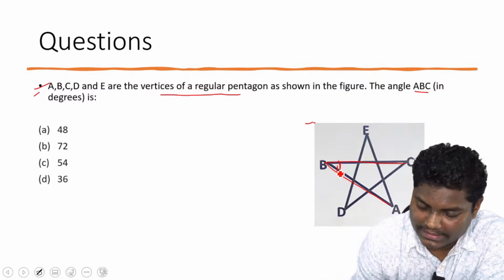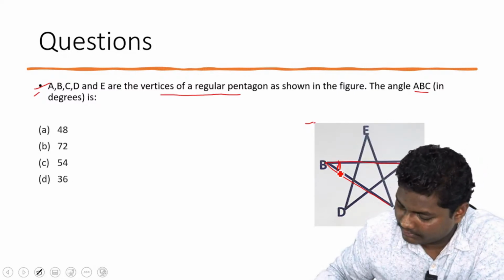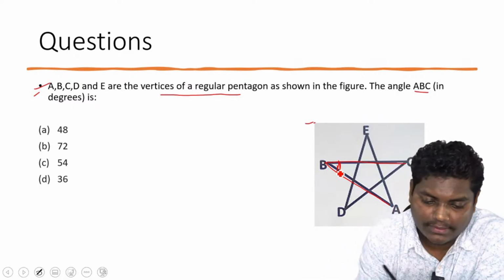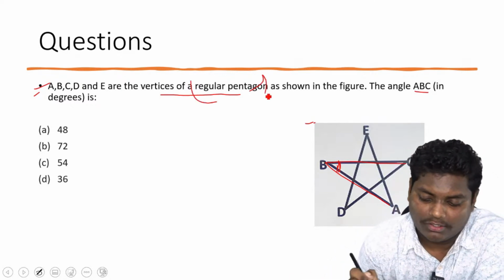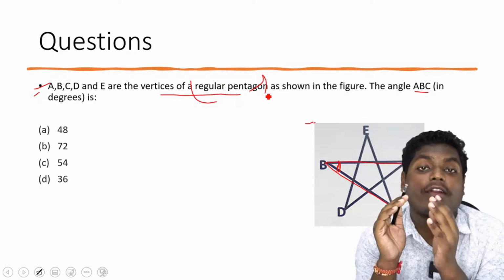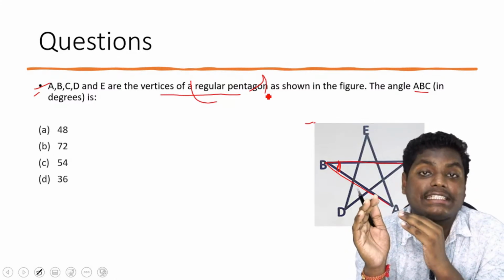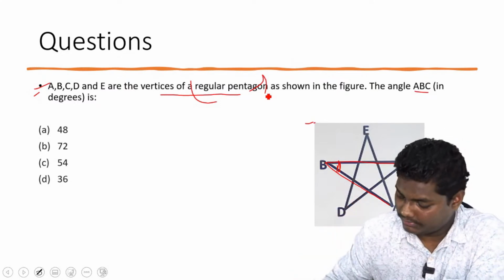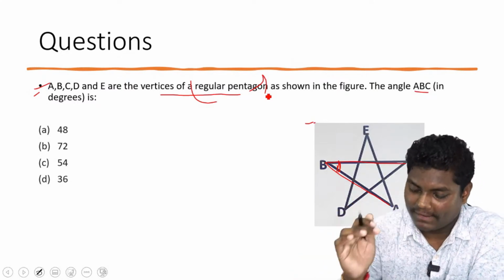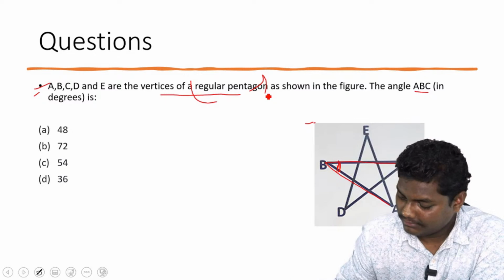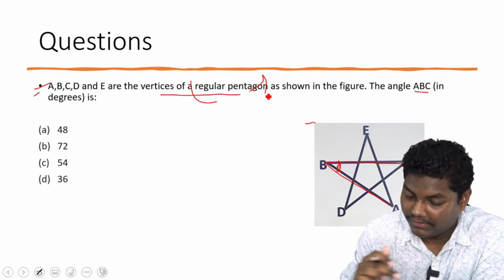So we need to find this angle ABC. Remember, it's a regular pentagon. So what is a regular pentagon? For a regular pentagon, all the sides and all the angles are equal. Try solving this.